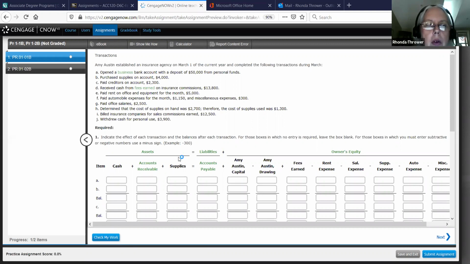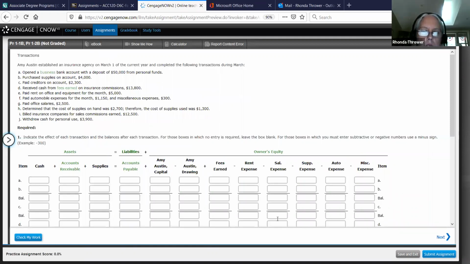I'm going to go over with you problem 1-1B, which has to do with analyzing transactions. So I'll move my screen over just a little bit so you can see the full version of the screen here. And we're going to analyze these transactions one at a time.